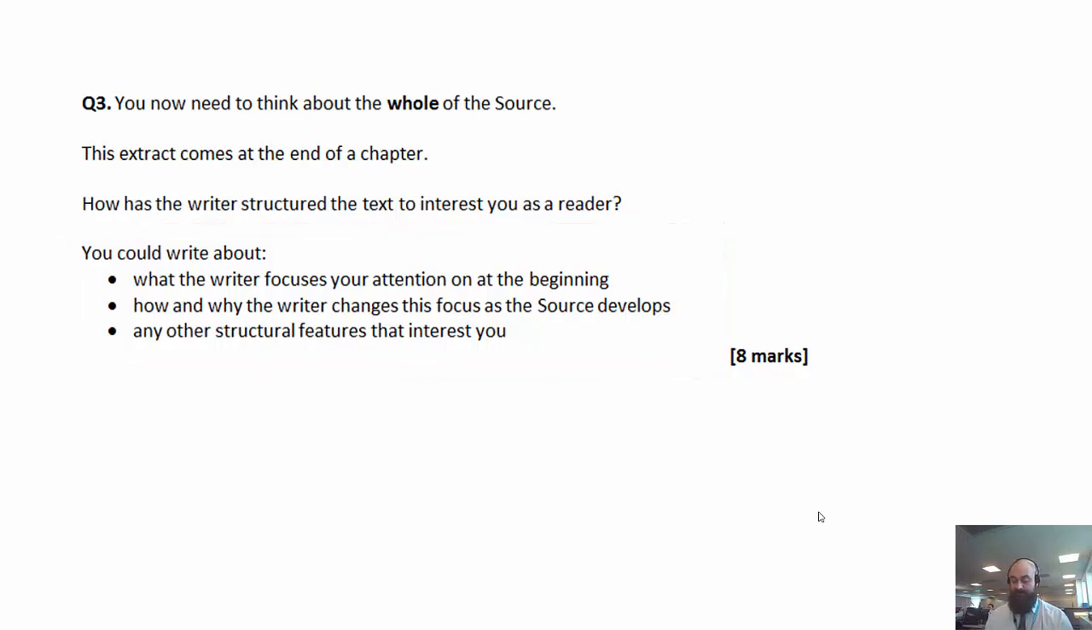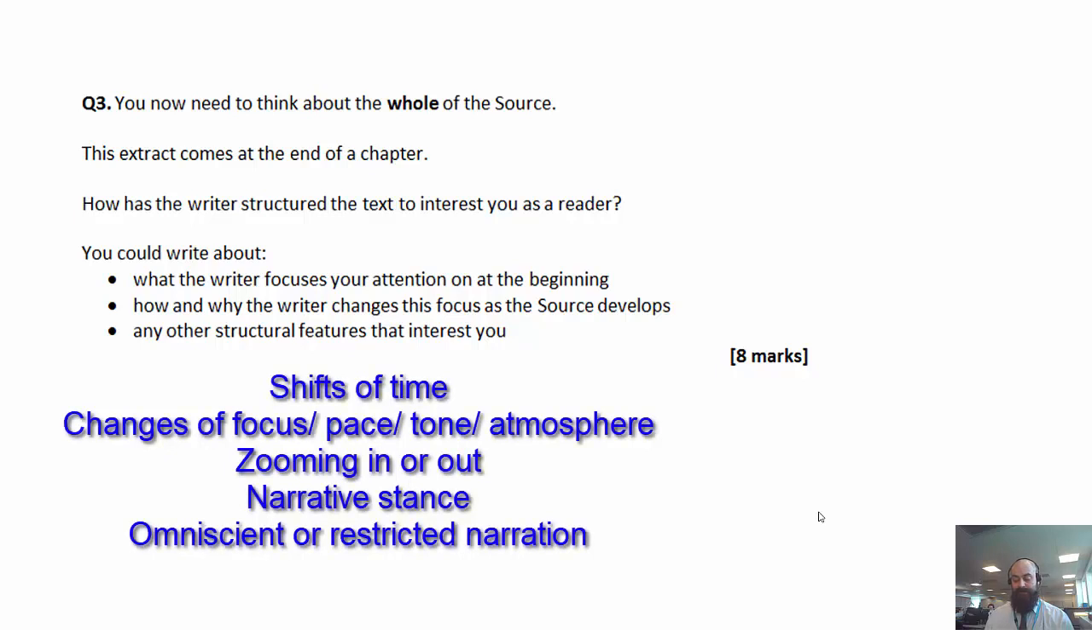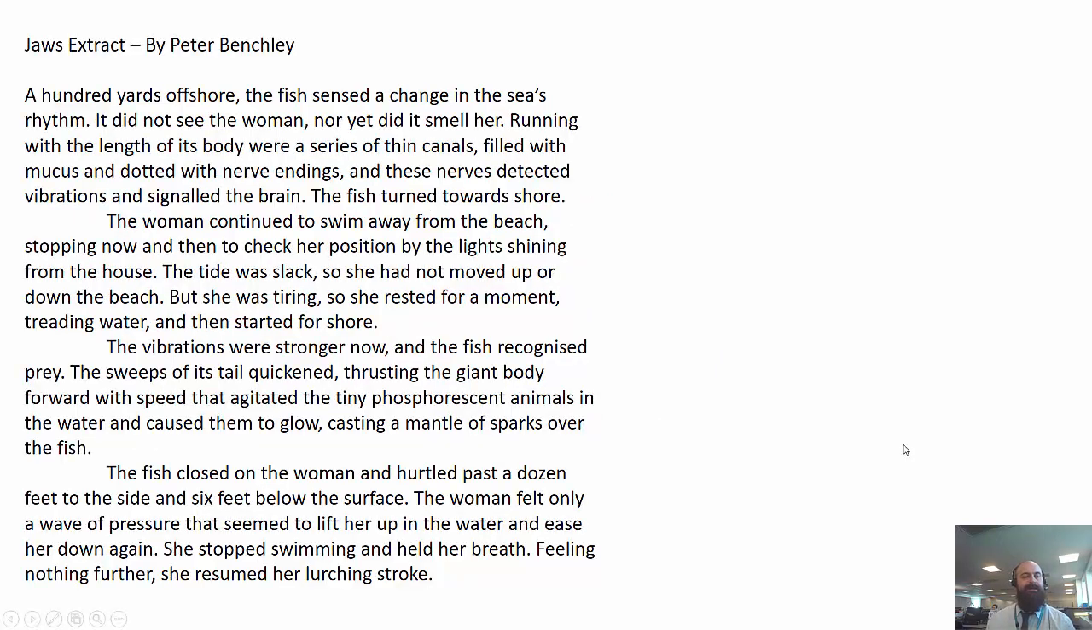Other aspects of structure that you can consider are shifts of time, so flashbacks or flash forwards, and also time simply moving forward in the text, changes in focus, pace, tone and atmosphere. There's zooming in and zooming out, and also what narrative stance is the writer using, and is the narration omniscient or is it restricted? The text we're going to work with today is an extract from Jaws by Peter Benchley.